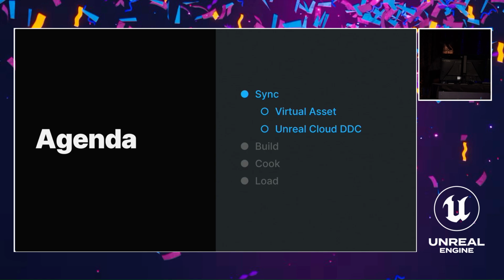Okay, in this chapter, I'll examine the sync phase and describe Virtual Assets and the Unreal Cloud DDC. What does it mean to improve the sync phase? Our goal is to speed up the synchronization of the content from source control to the local PC so that you can quickly start working in the editor. Why do we need to improve sync? Because we spend a lot of time syncing large numbers of files or huge assets from source control before the developers can start working in the editor.